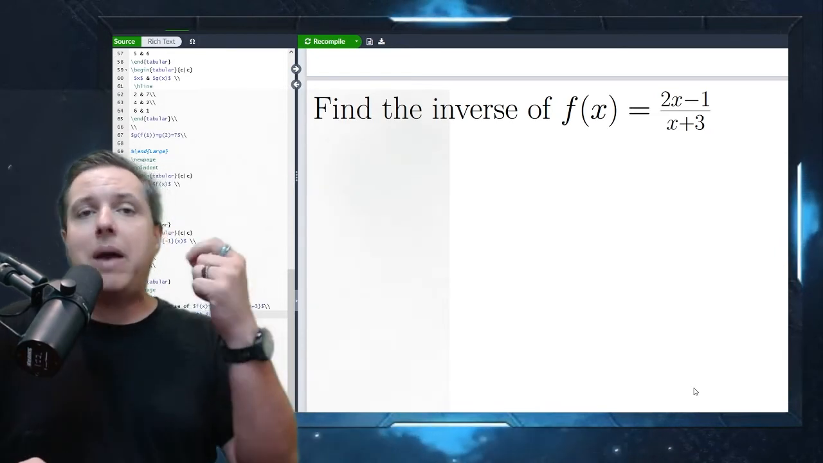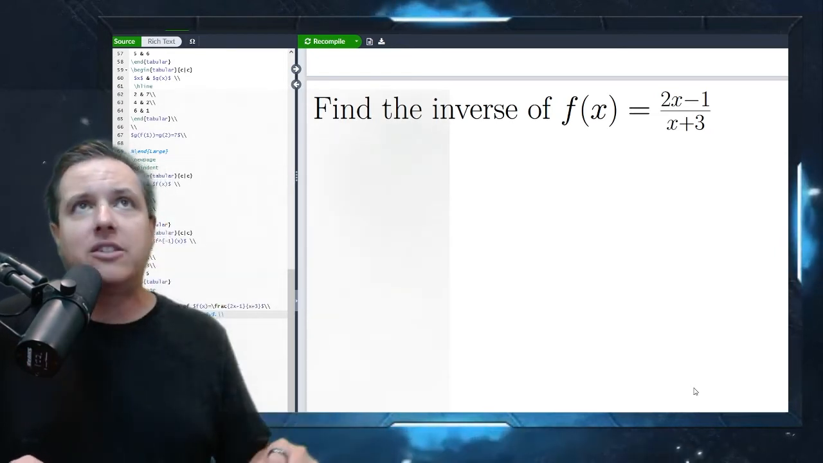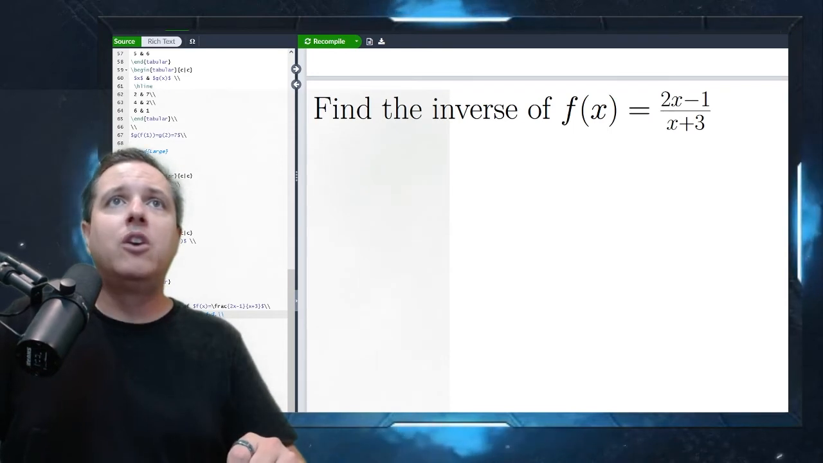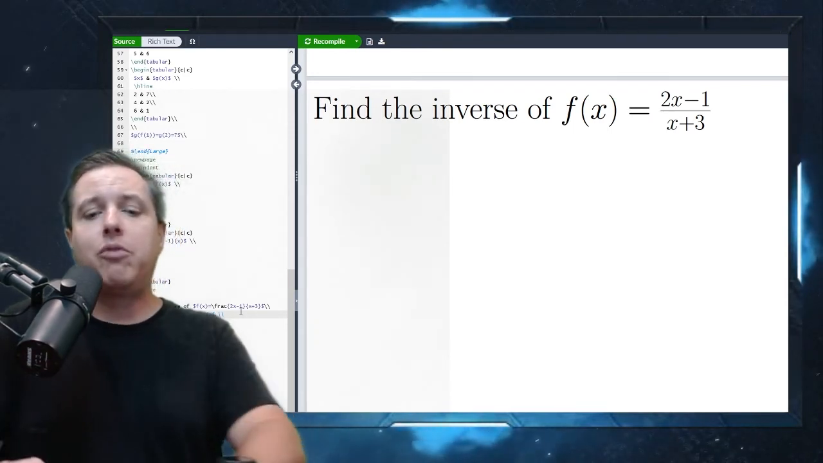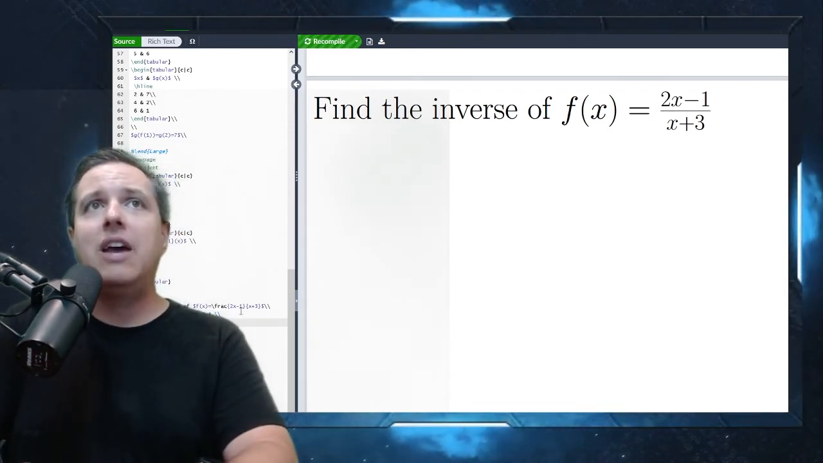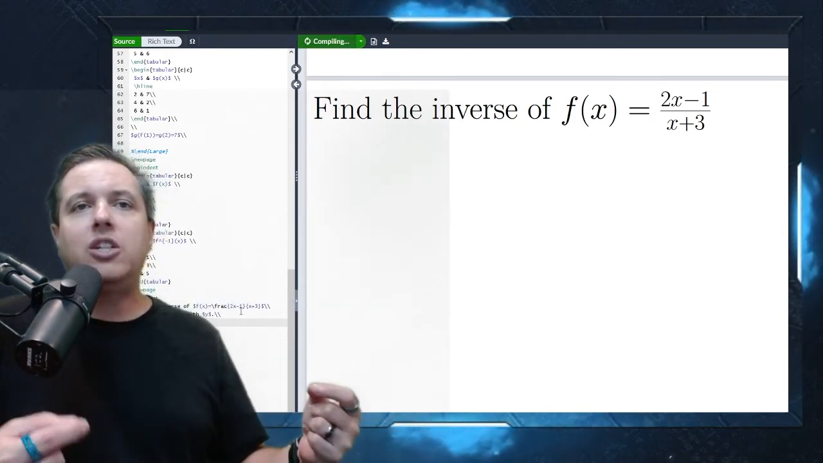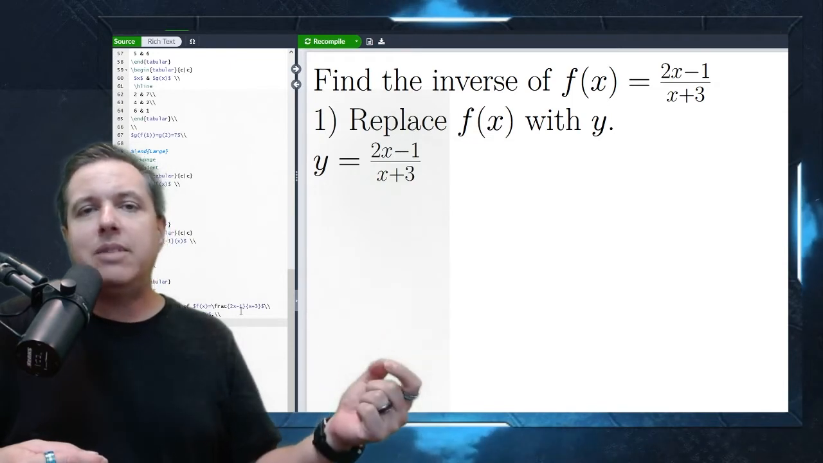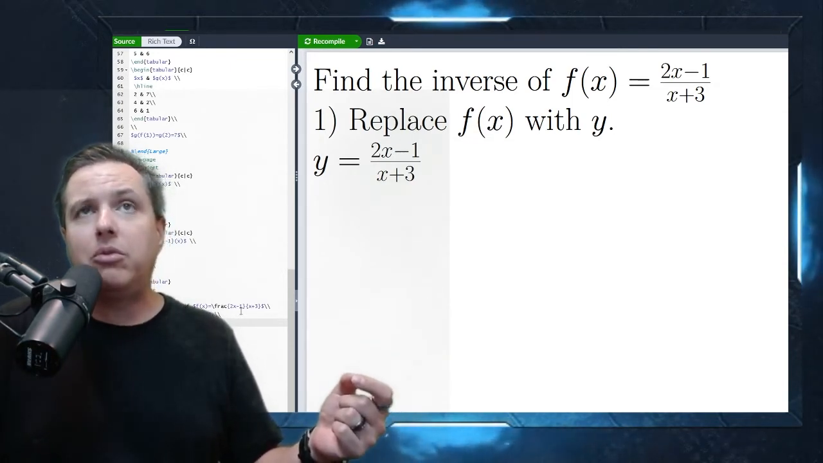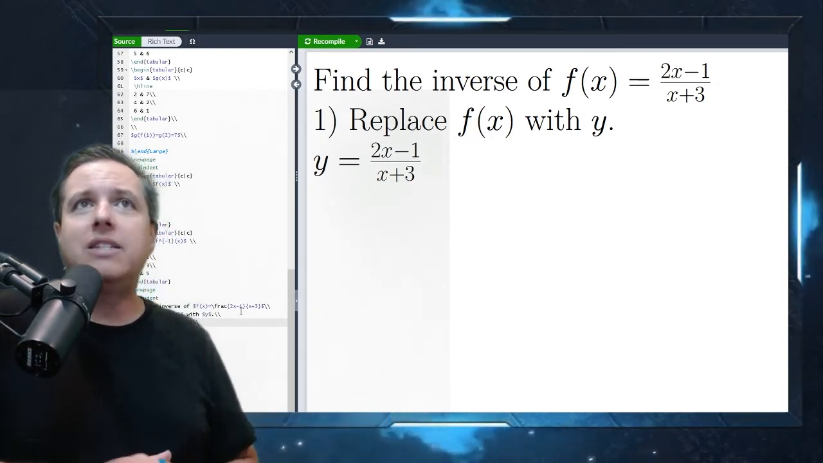Okay, but this is powerful. This allows us to switch all the x's and y's at the same time. So for finding an inverse algebraically, there's 4 steps, and 3 of them are super easy. And then step number 3 ranges from being sometimes easy to sometimes impossible. Okay, so we'll just have to kind of see how that goes.